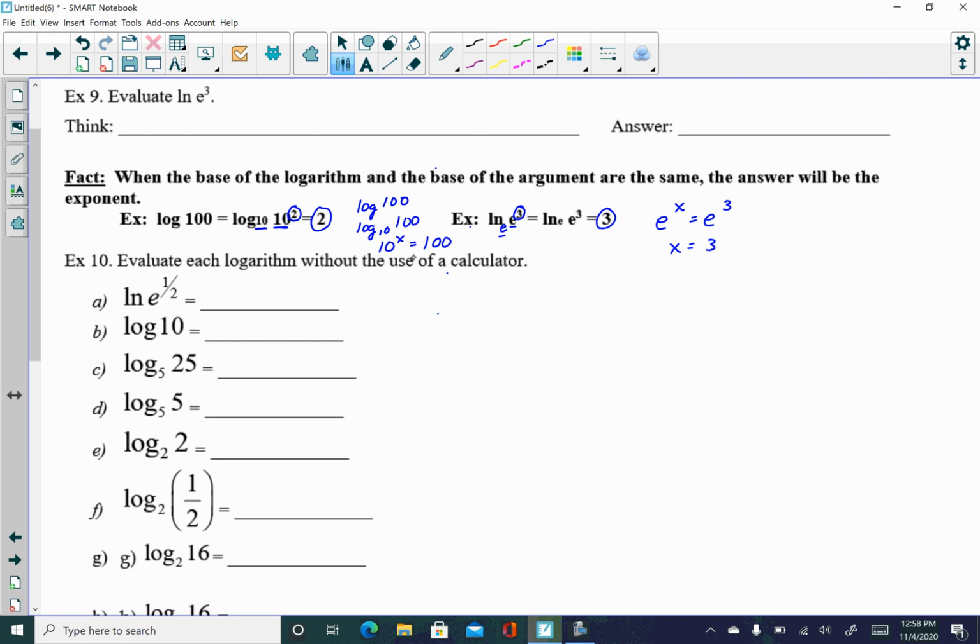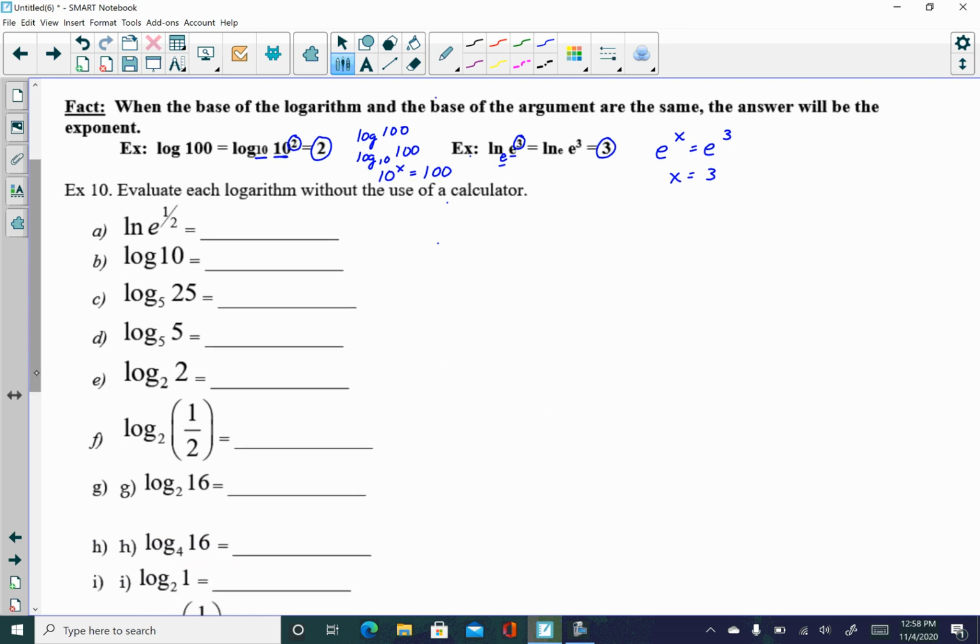You're evaluating each of the logarithms without using a calculator. Essentially, you should be able to use these properties that you're seeing up here. So for that first one, natural log of e to the 1/2. Remember, there's an imaginary base e down here. Base and argument are matching up, so the answer is just that exponent, 1/2. All right, letter B, log of 10. Remember, this is log base 10 of 10 raised to the imaginary first power. Base and argument are matching up, so the answer is just 1.